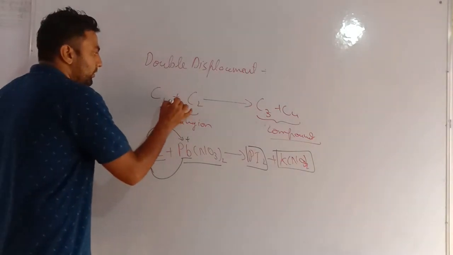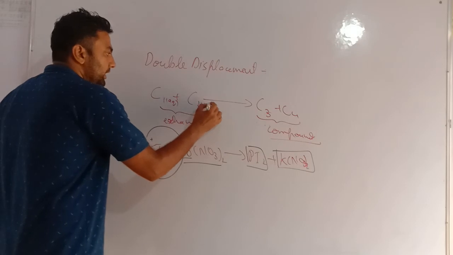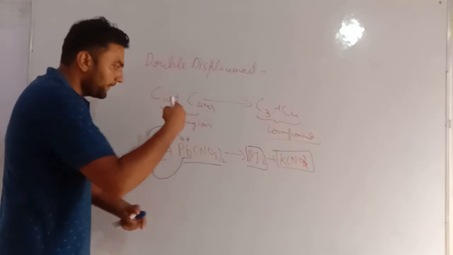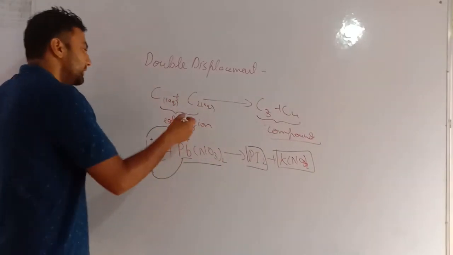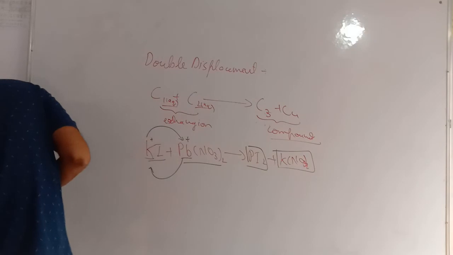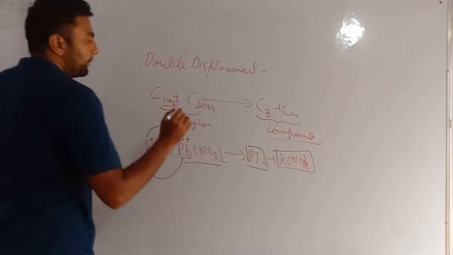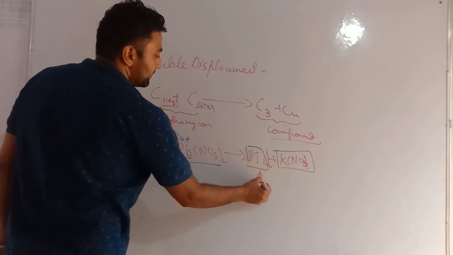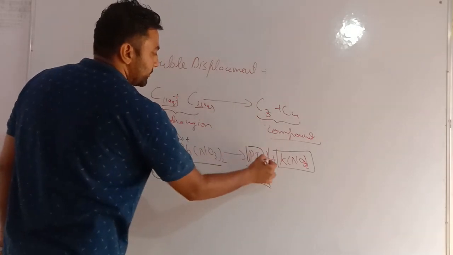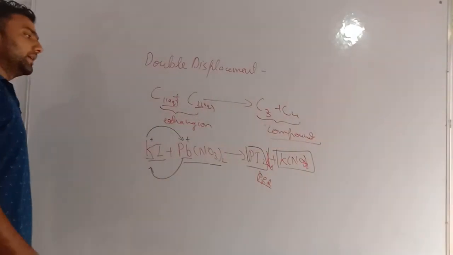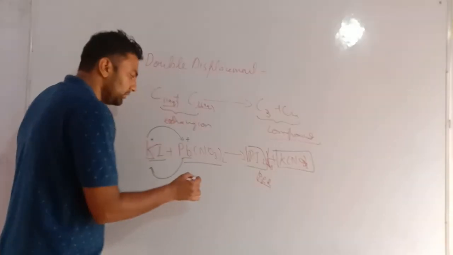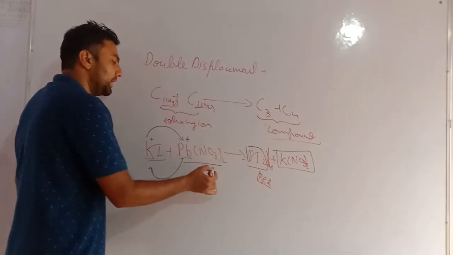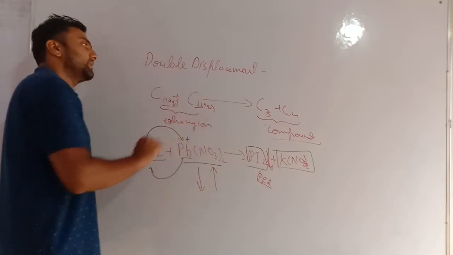Double displacement reaction always takes place in aqueous form. Why? As there is exchange of ions, ions or particles need to move. For movement of particles, the solution must be in aqueous form. Very important, my dear friends. In this reaction, the lead iodide we are getting is in precipitate form, PPT, and I am showing a down arrow to show that it will settle down. And if any gas is evolved, you can show an up arrow, meaning gas is released.